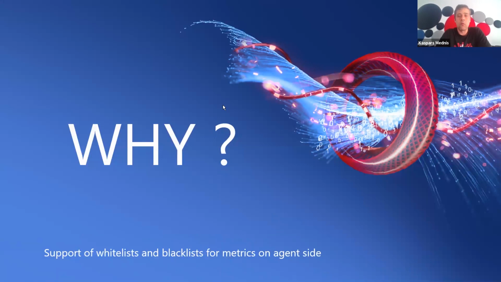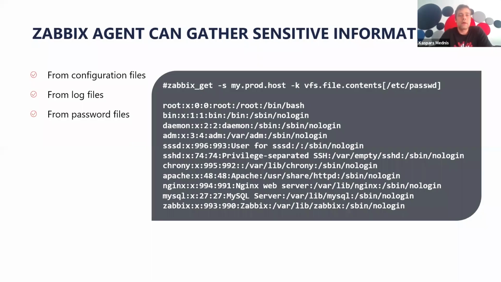First question is why? As I said, for security concerns, right? Because some item keys maybe are pretty dangerous. So first, Zabbix agent can gather sensitive information from configuration files, from log files, from password files. Like you can see on my example on the screen, I'm using Zabbix get utility to check my item keys, because it is a very easy way how to do it from command lines.